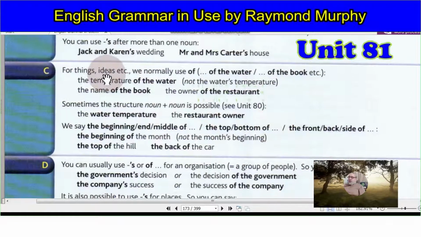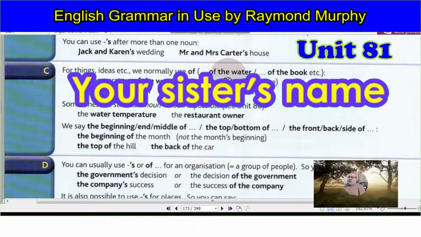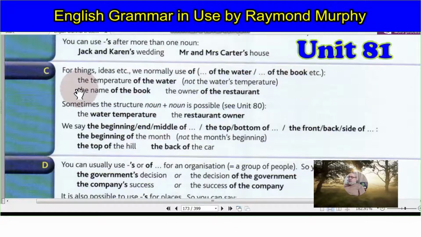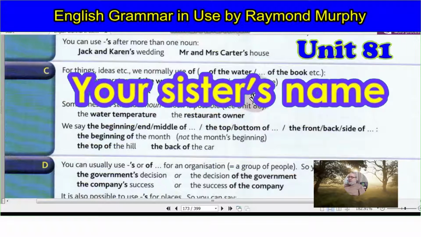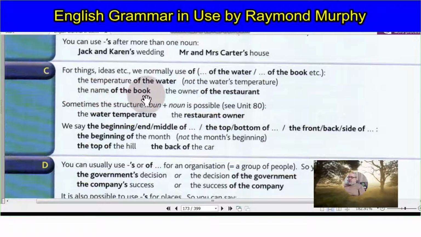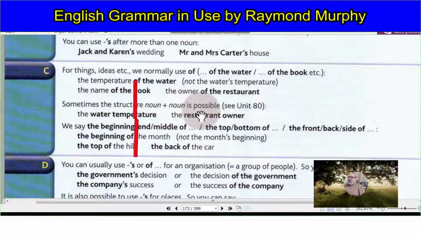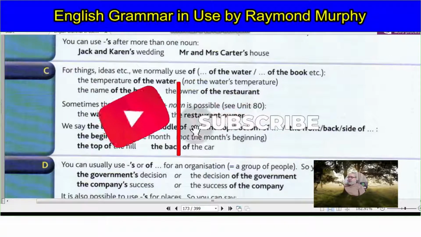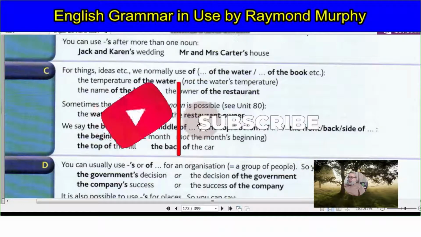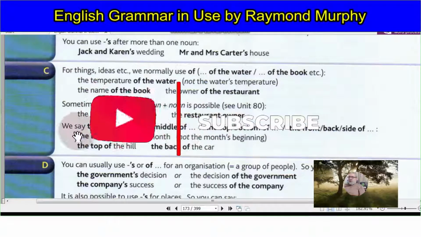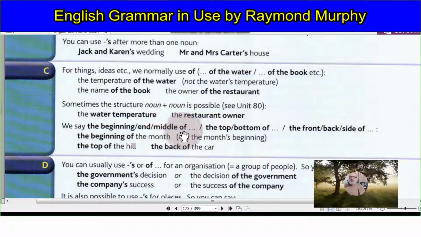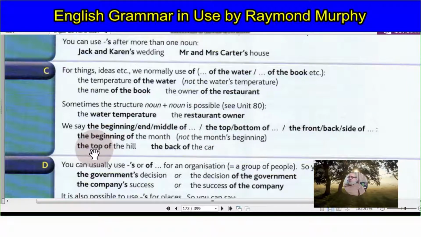C. For things and ideas, we normally use of: the temperature of the water, not the water's temperature. The name of the book, the owner of the restaurant. Sometimes the structure noun plus noun is possible: the water temperature, the restaurant owner. We say the beginning and middle of the month, the top and bottom of the page, the front and back of the car, not the month's beginning. The top of the hill, the back of the car.